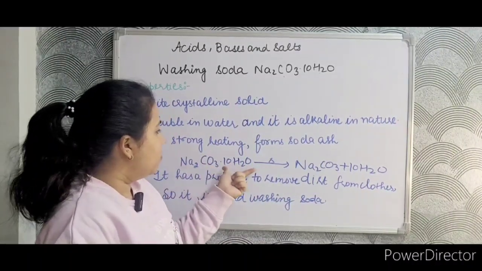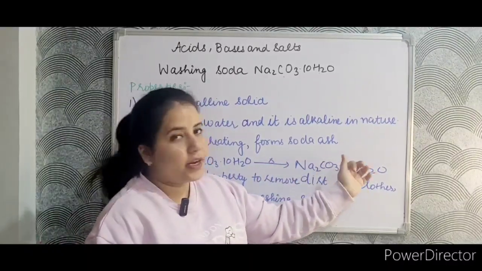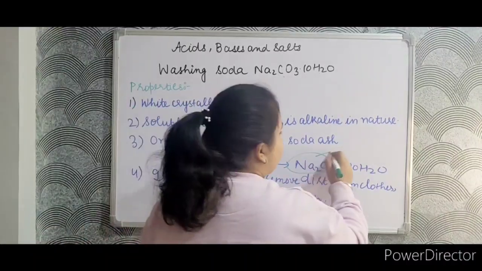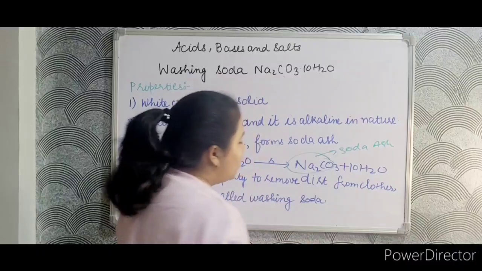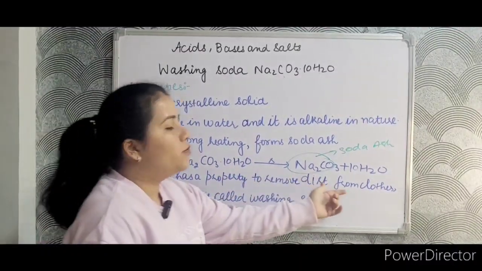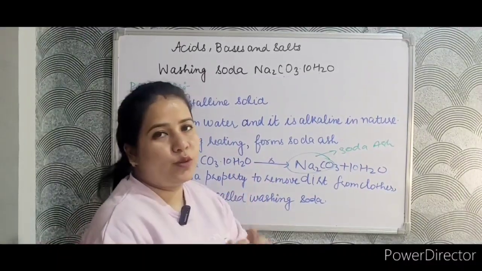When washing soda is heated, Na2CO3 and 10H2O molecules are separated. Na2CO3 is known as soda ash. The last property is it has property to remove dirt from the clothes. So it is called washing soda.